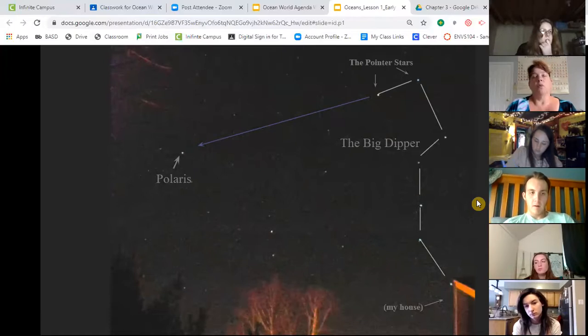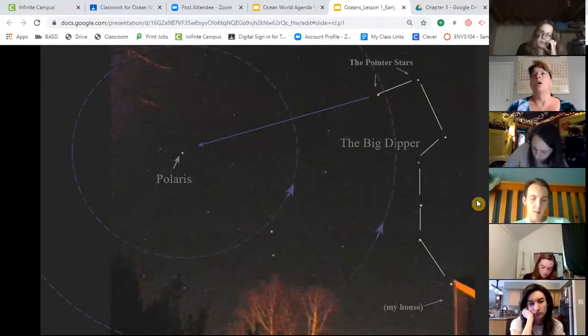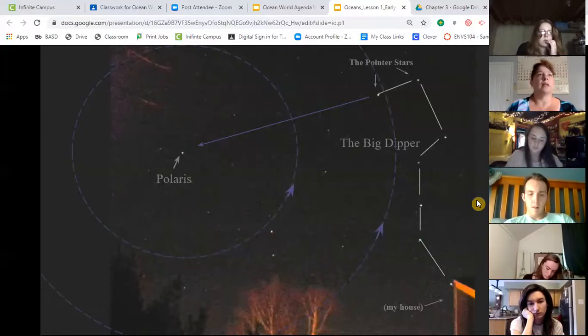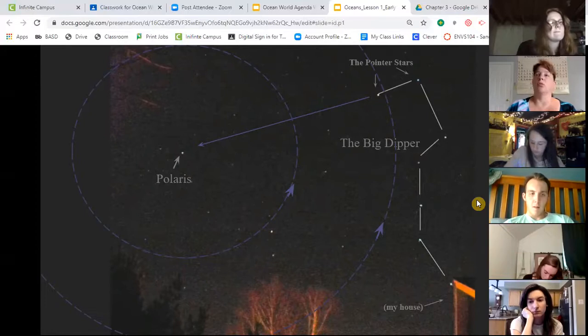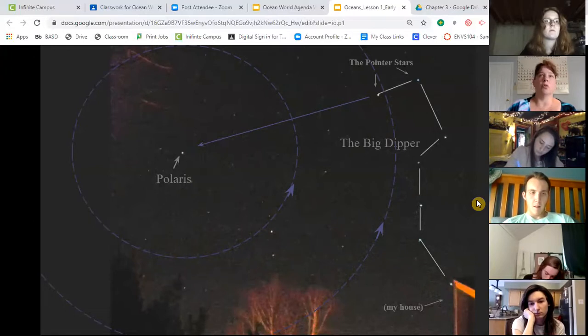So how was Polaris useful to the sailors? Well, the interesting thing about Polaris is that it sits directly over top of the Earth's axis. So it is directly over top of the North Pole. And when the Earth goes through a 24-hour rotation, Polaris never changes location in the sky. Okay, every other star looks as though it is moving when in fact it's the Earth that's rotating.